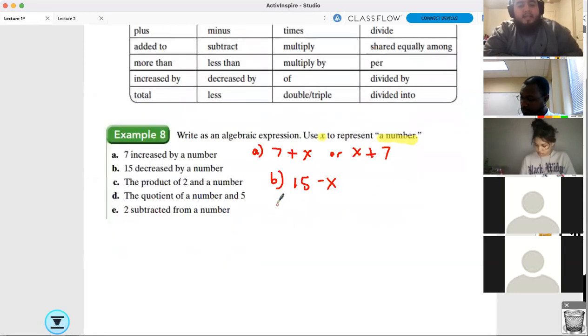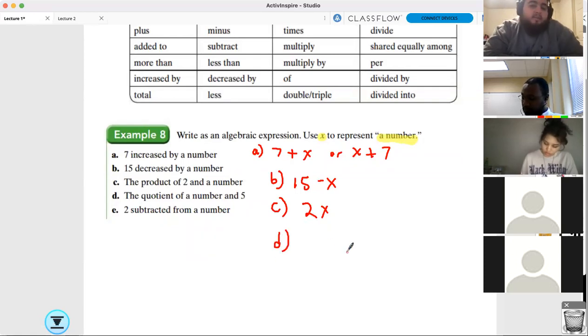So then we look at C. C is the product of 2 and a number. A number 2 and a number X. Remember, when we have a number next to a letter, they're being multiplied already. So 2X is good enough. Look at D. The quotient of a number and 5. So you always put the number on top, and then you put the 5 on bottom.